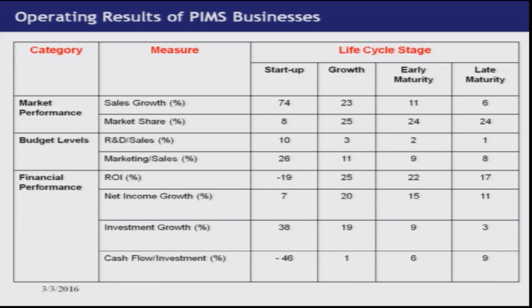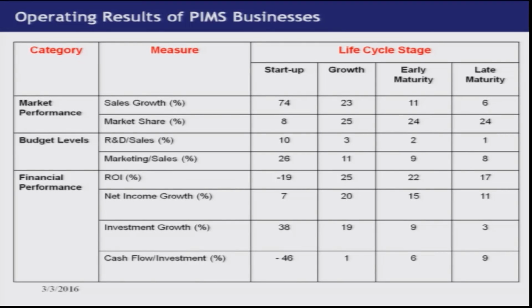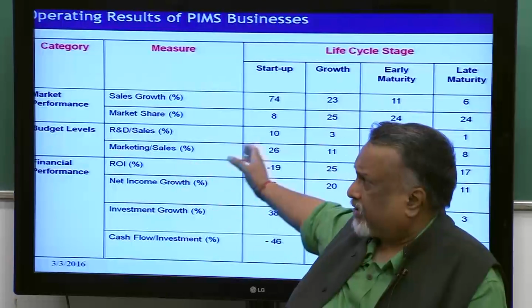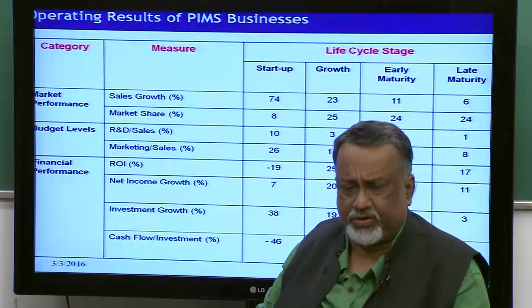whereas in the late maturity stage that will come down to something like 6%. Or the market share objective at the startup stage will be 8%, whereas at the late maturity stage it could be 24%, if in the early maturity stage a company has been able to achieve the 24-25% dominant position. Similarly, the R&D to sales ratio and the marketing to sales ratio, those budget levels change as you go across from startup to late maturity stage.